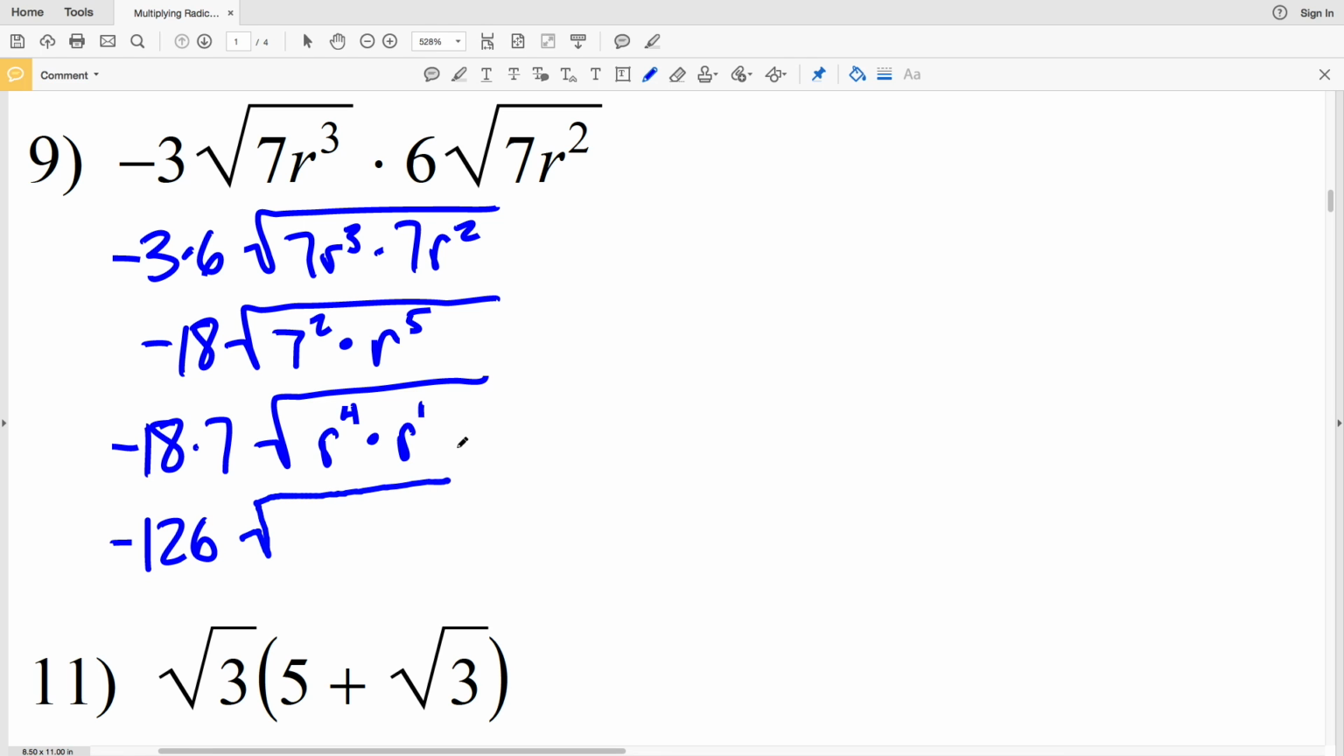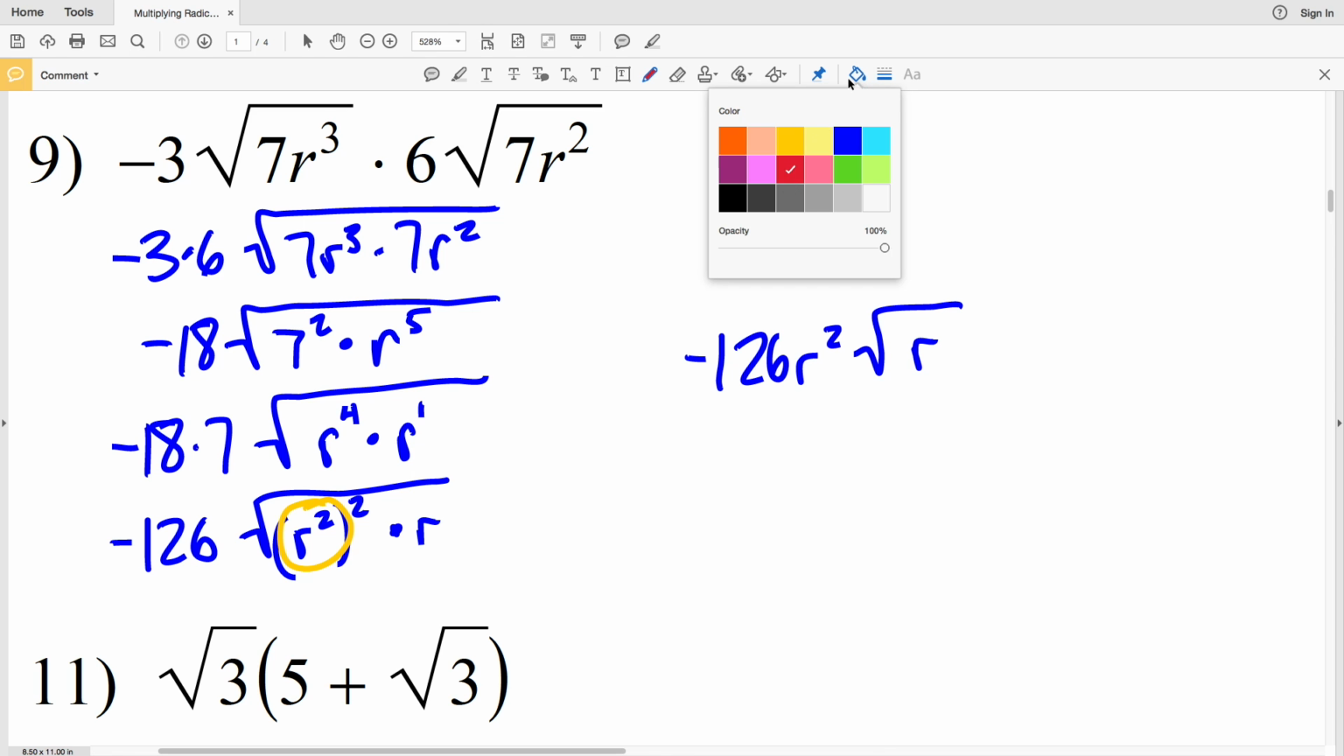And I rewrote r to the fifth as r to the fourth times r, because now I can write r to the fourth, remembering my law of exponents, as r squared squared. So I can write it in terms of an exponent of 2, and that still gets multiplied by r. But because r squared is squared, I'll pull out the entire base r squared. That will give me negative 126 r squared times the square root of r as my solution in number 9.